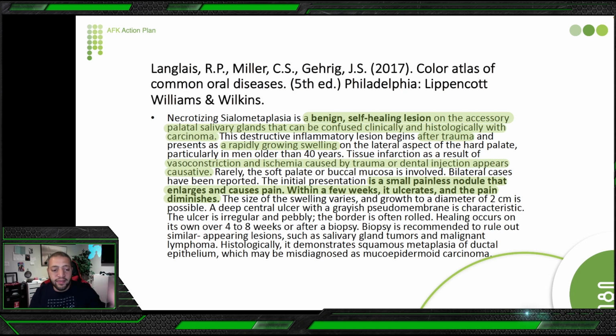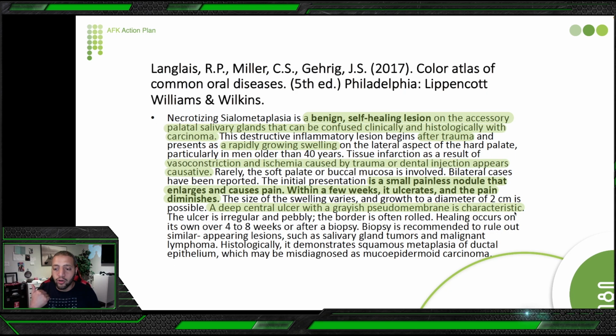So what happened in this? After the swelling gets bigger, it will rupture. When it ruptures, saliva goes outside, so your minor salivary gland gets the saliva outside, and there is no need for your patient to feel pain because the saliva is going outside. The size of the swelling varies, and growth to a diameter of 2 cm is possible. A deep central ulcer with gray pseudomembranes is characteristic.